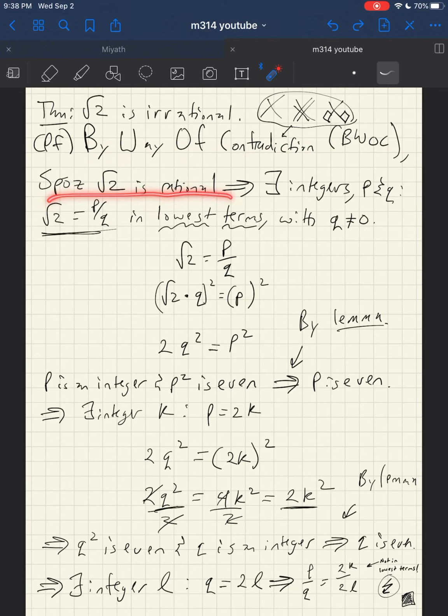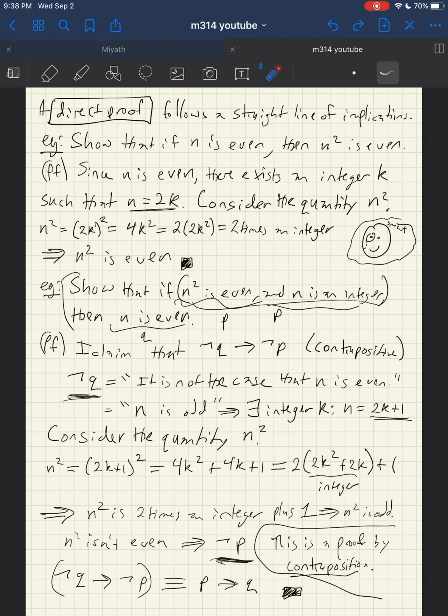BWOC, suppose the square root of 2 is rational. Well, then we just write down the definition for rational. Then there exist integers p and q such that root 2 equals p over q in lowest terms with q non-zero. We write root 2 equals p over q, multiply both sides by q, square both sides, and we get 2q squared equals p squared. But this means p squared is 2 times an integer, so it's even. Recall p was an integer, so we've got p as an integer and p squared is even, therefore p is even by the lemma. This is the lemma.